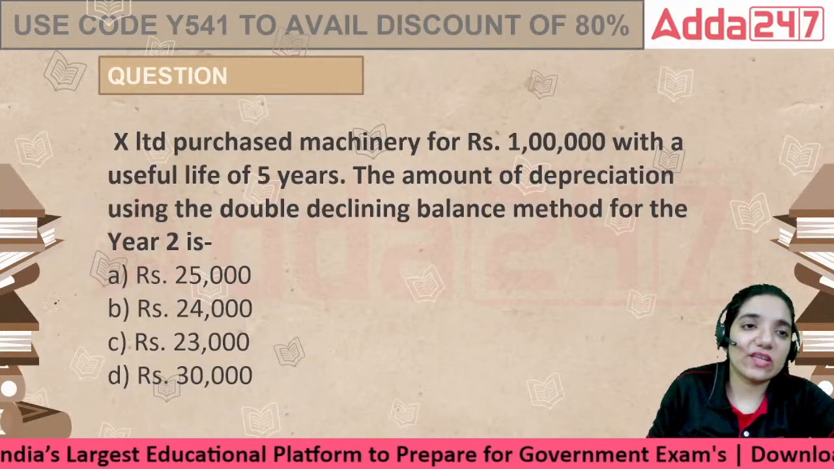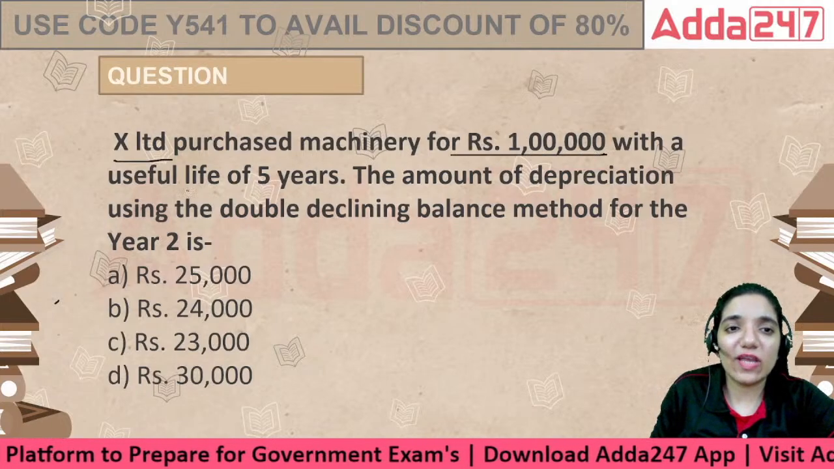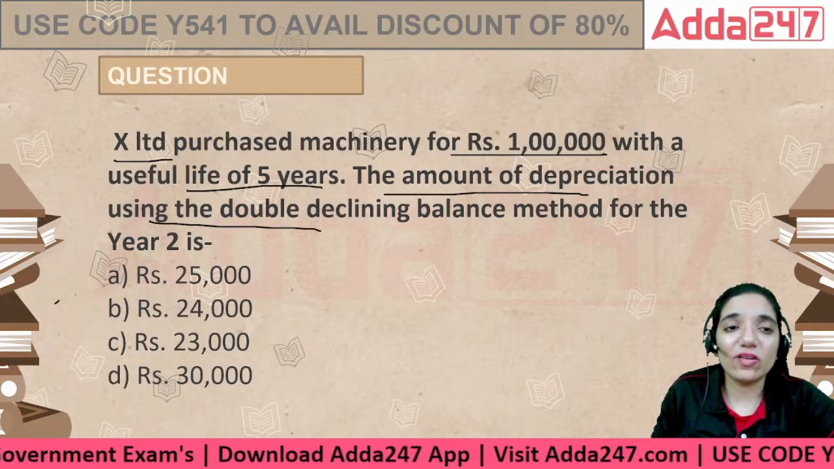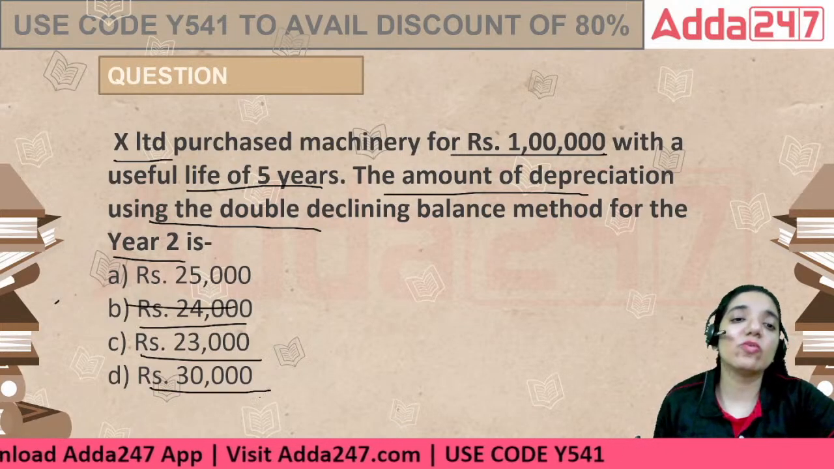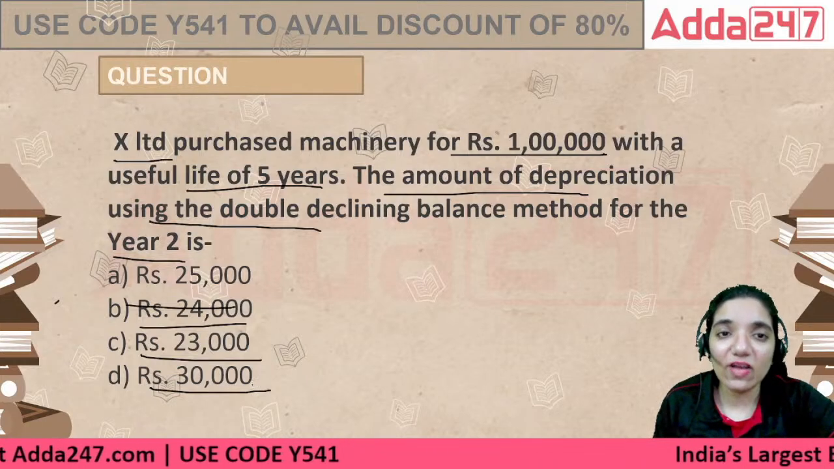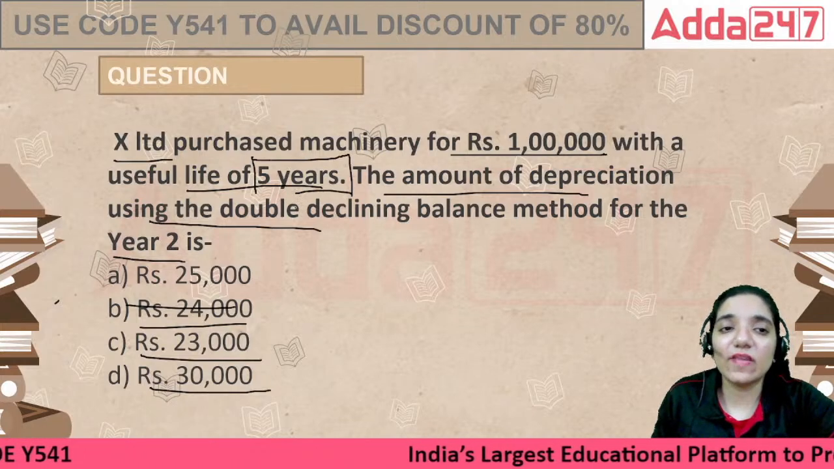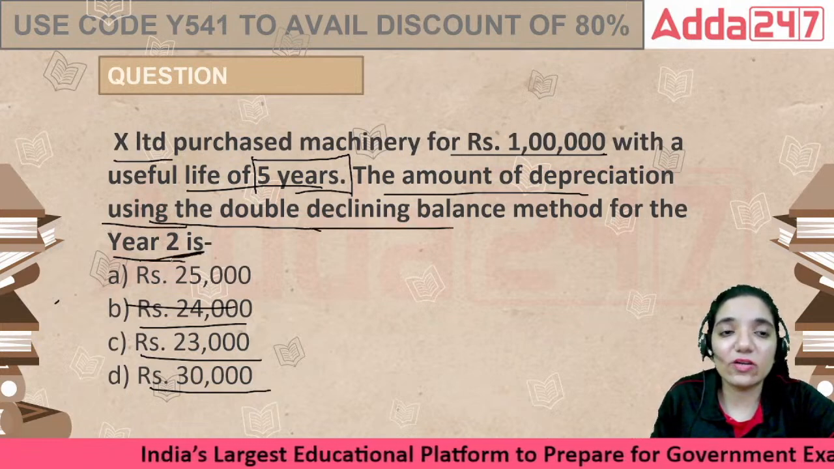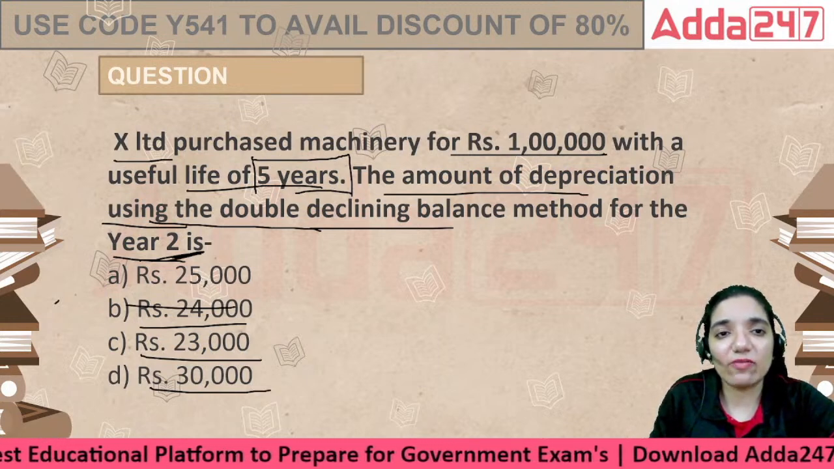Okay, here comes the next question, everyone. X Limited purchased a machinery for rupees 1 lakh with a useful life of 5 years. The amount of depreciation using the double declining balance for the year 2 is 25,000, 24,000, 23, or 30. What would be the correct answer? The amount of depreciation using the double declining balance method would be for the year 2. Year 2 we are looking forward to now. So let's do it.